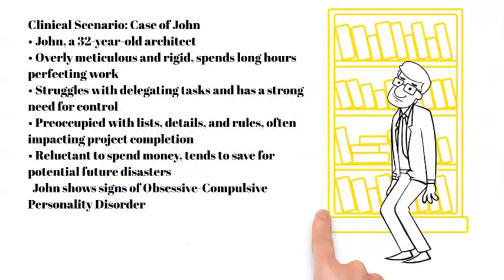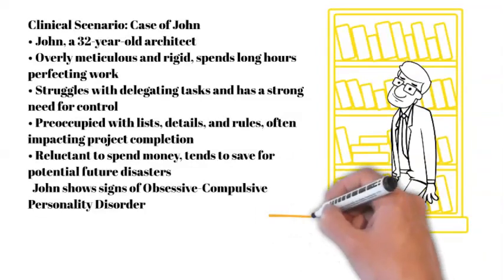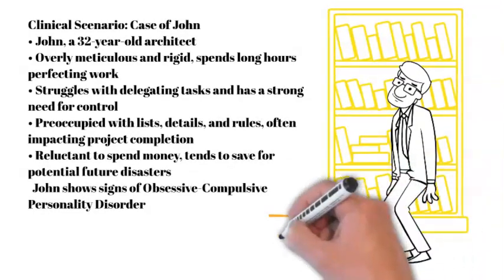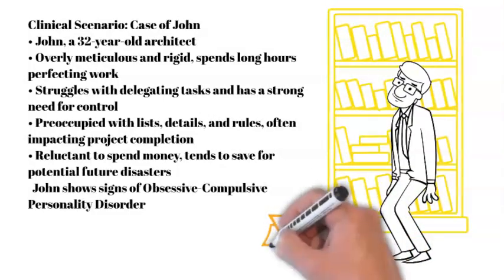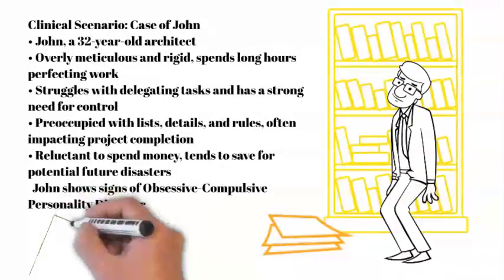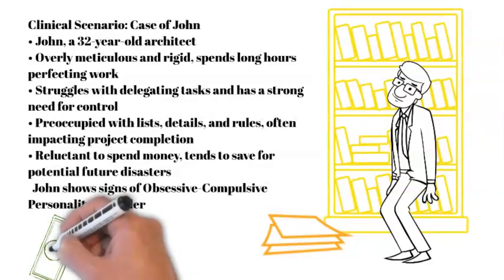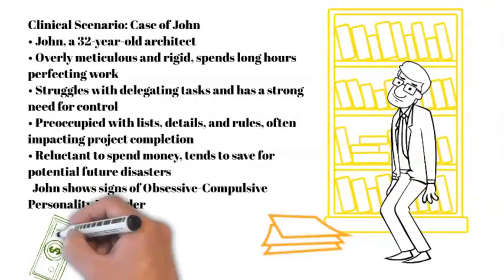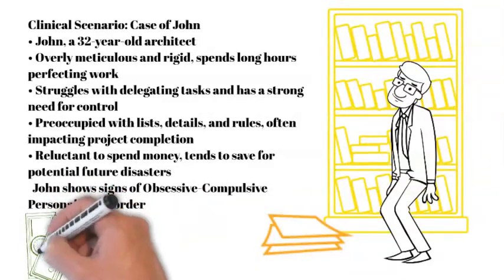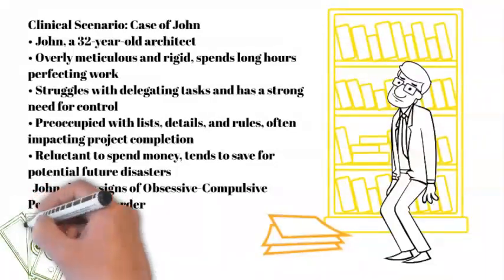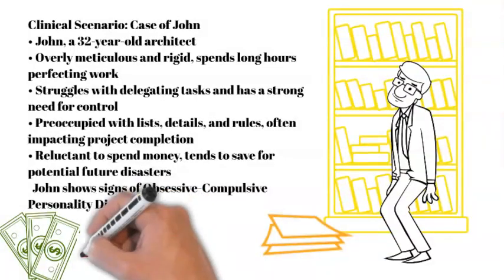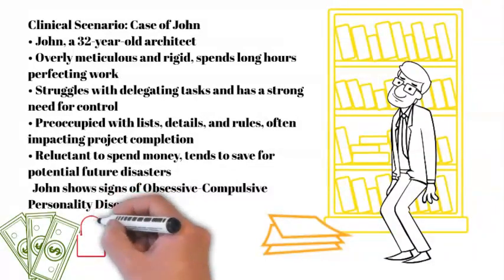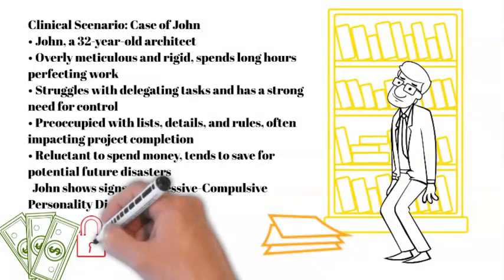He has been persistently preoccupied with lists, details, and rules, which often gets in the way of project completion. He is also markedly reluctant to spend money and tends to save it for potential future disasters. John's features suggest a diagnosis of obsessive-compulsive personality disorder. His life is impaired not by obsessions or compulsions, but by an overwhelming need for perfectionism and control that affects his interpersonal relationships and work efficiency.